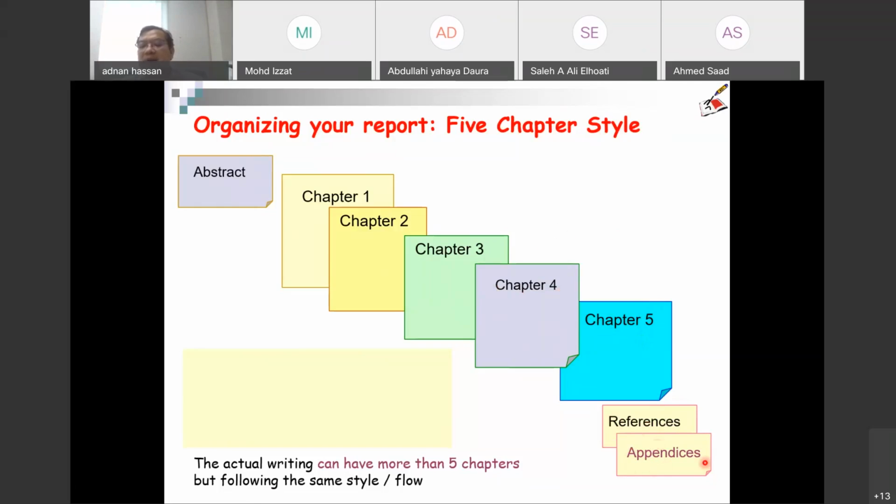What is appendix? Appendix will be supplementary information. It could be you want to put evidence of your data collection, or some summary of some statistical test which is not suitable to put in the main text, you can put it in the appendix. Appendix is meant for supplementary. Okay, this is a style.